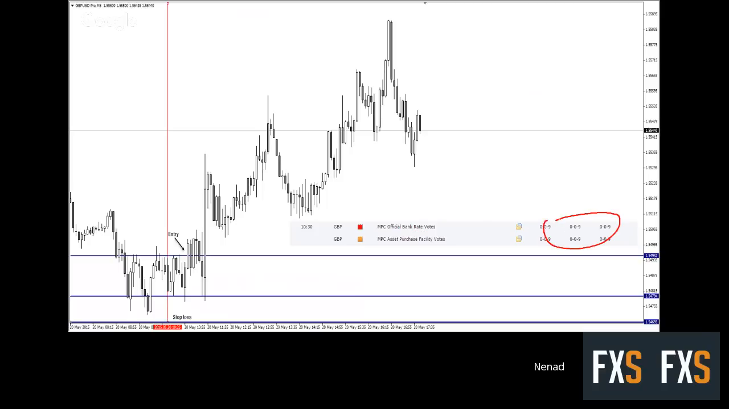Usually it's good for GBP because then it means that most board members have agreed on future monetary guidance, and usually the pound would spike. So here, this is a good release concerning that everyone was in line. So here we had actually our setup candle.